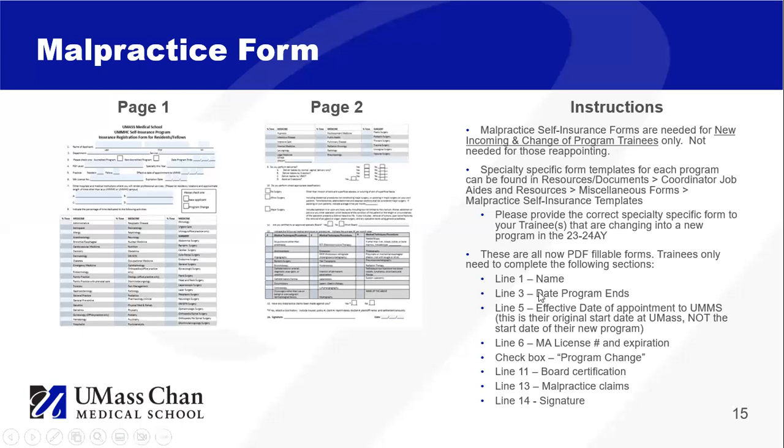These are all fillable PDF forms. The only sections that need to be filled out are the name, date program ends, and the effective date of appointment. This is the original start date to UMass, not the start date of their new program. Then their Mass license and expiration. It doesn't matter if it's their limited license and it expires at the end of this academic year, put that number in. Check the box for program change.